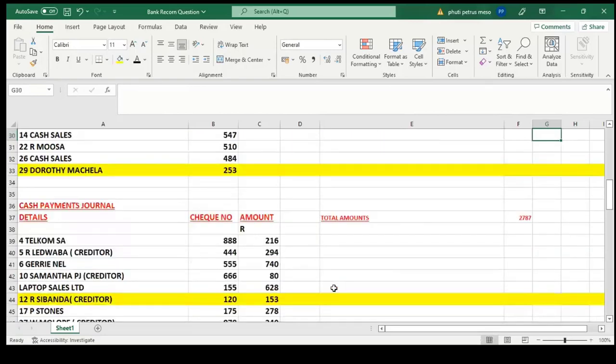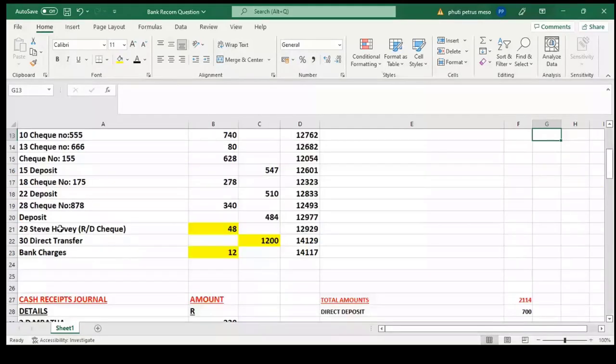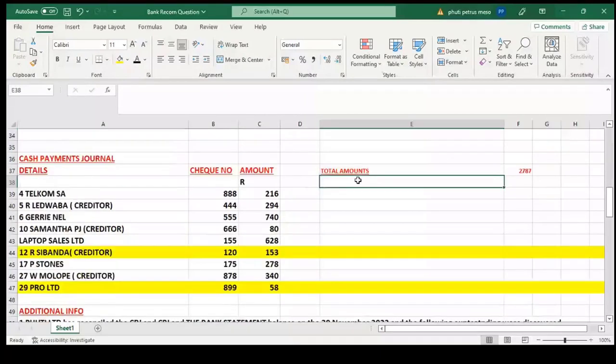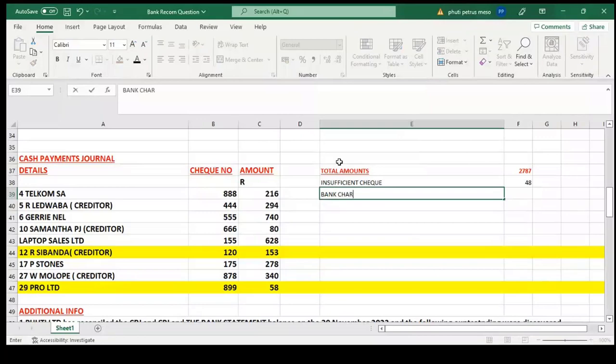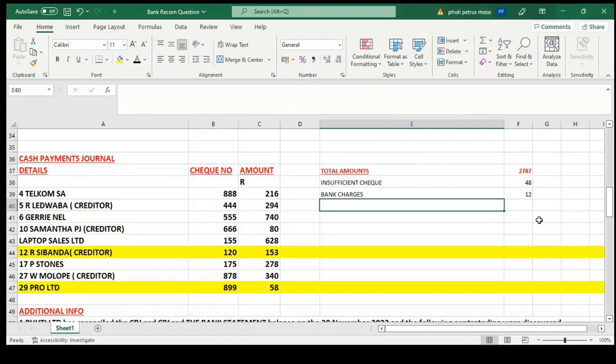Remember, can I take the bank charges, and I'm just going to give you a bit of advice here. Remember, we've got insufficient funds. I think it should go to the CPJ of 48 rand, and then we've got the bank charges of 12 rand. Keep that in mind for me. I'm just going to type it and put it there. Insufficient check. What's that amount? 48. And bank charges? 12 rand. Okay, is there anything that you think is missing? Otherwise, we have to close it down.